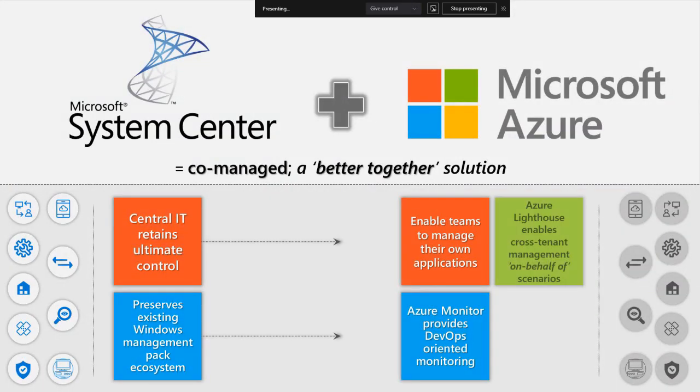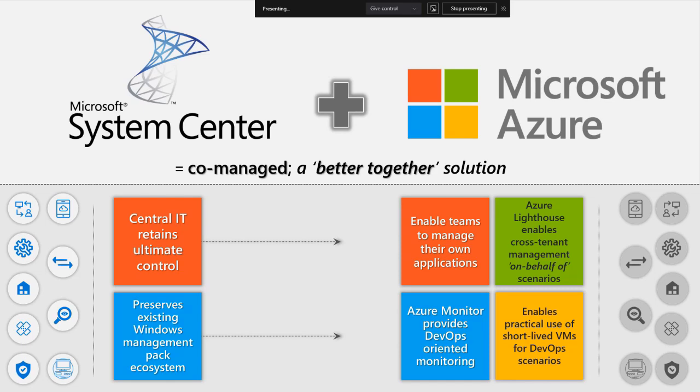Now, we actually like to talk about a better together solution. When we talk about System Center and Azure, they work really well in their own ways. But once you start combining them together, you start to see real power. So in this model, your central IT can continue to use System Center, and then you can enable teams to use the Azure services to manage their own servers that are in the cloud, and then make use of the Azure Monitor services there as well.